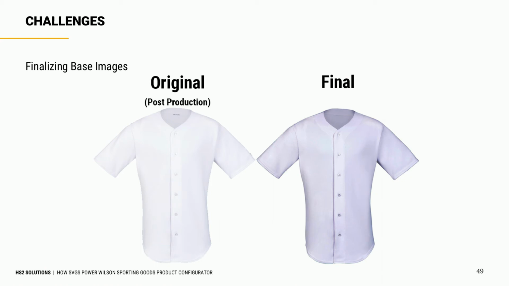So first off, finalizing base images. Things that I know now that I wish I knew then was we spent a lot of time on post-production. We spent a lot of time creating a beautiful white jersey. So we went through post-production thinking that this jersey on the left was amazing. When we added that vector artwork, guess what? It just looked like vector artwork. There was nothing interesting about it. Because it was so flat and perfect, we might as well have just done this in vector art and just called it a day.